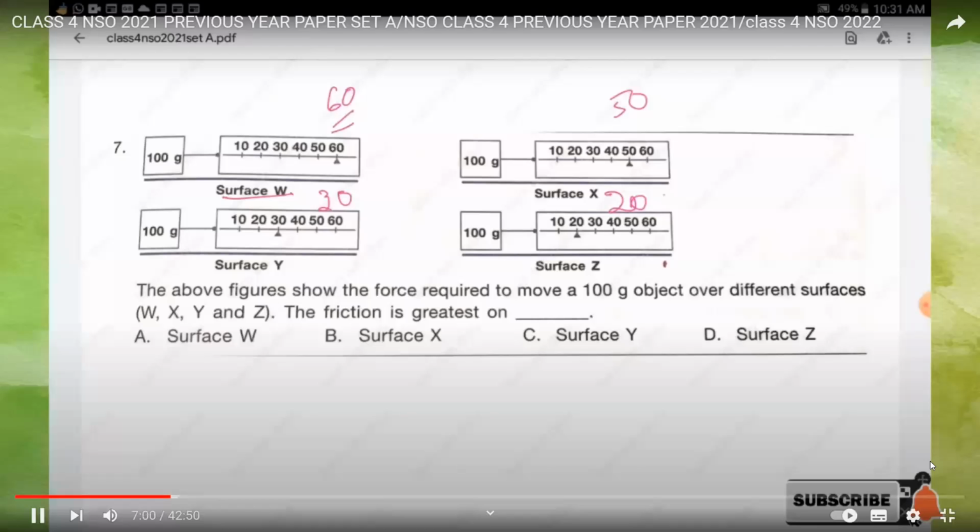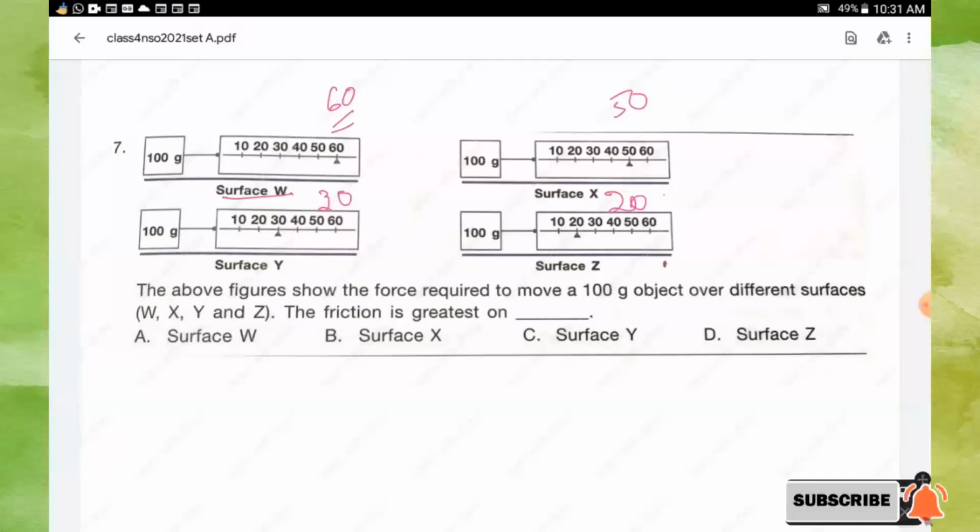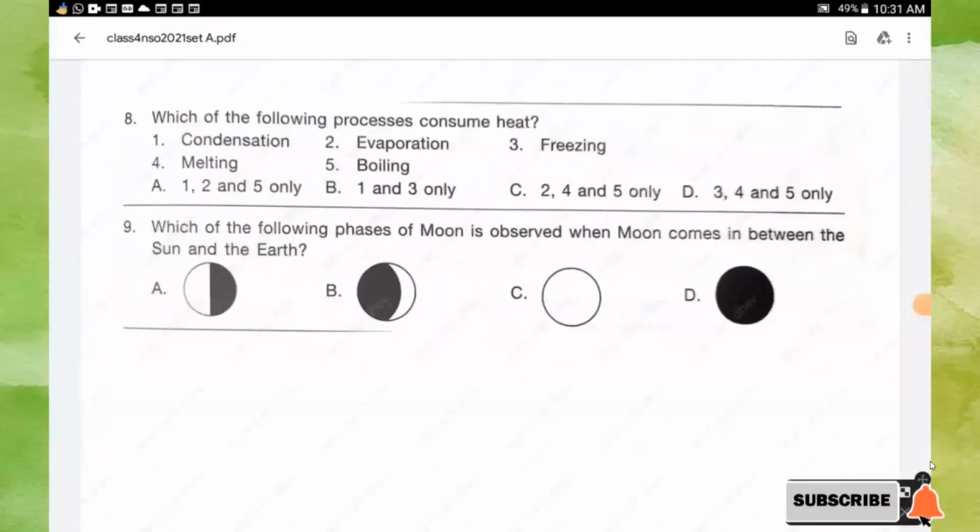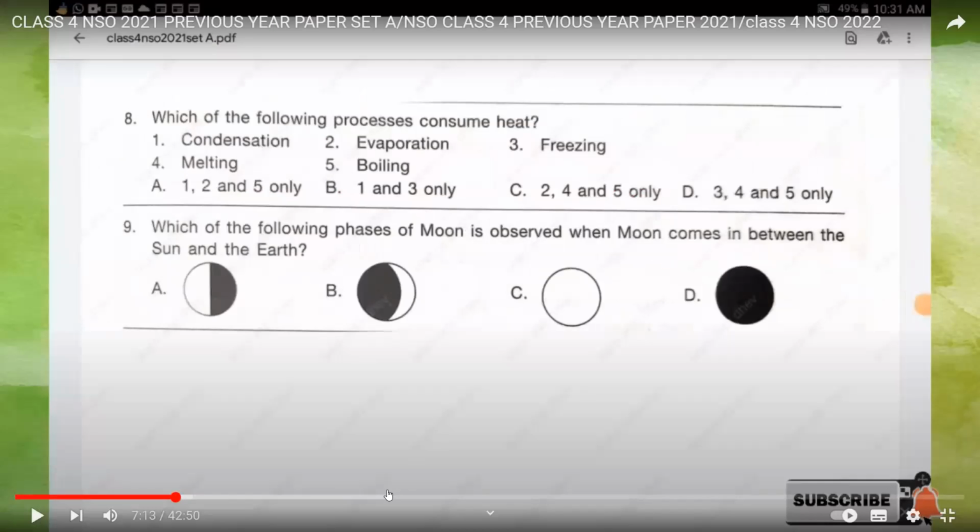So W would be the surface producing the greatest friction. Hence, option A, surface W, is the right answer for this question. Question number 8. Have you understood the last question, beta? Yes, ma'am. Great. Tell me this one.